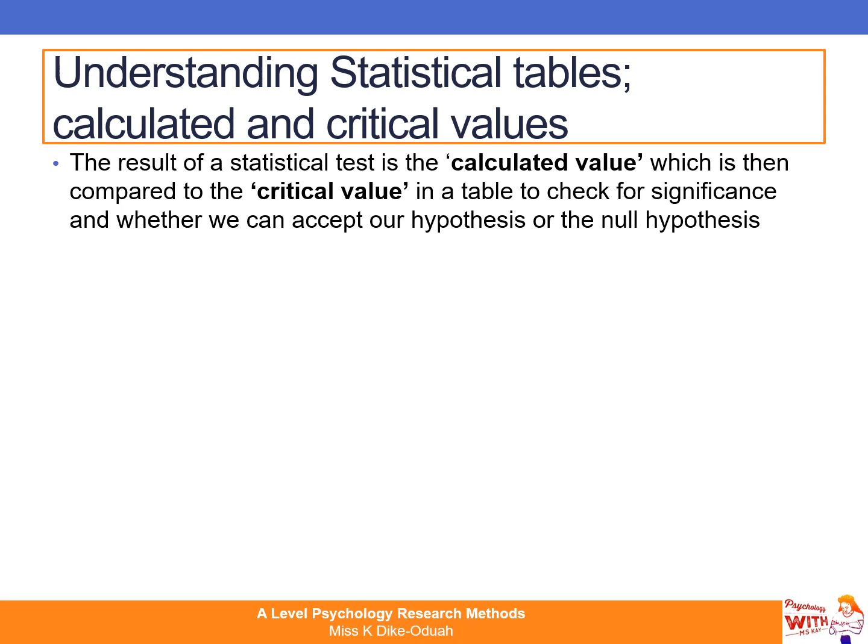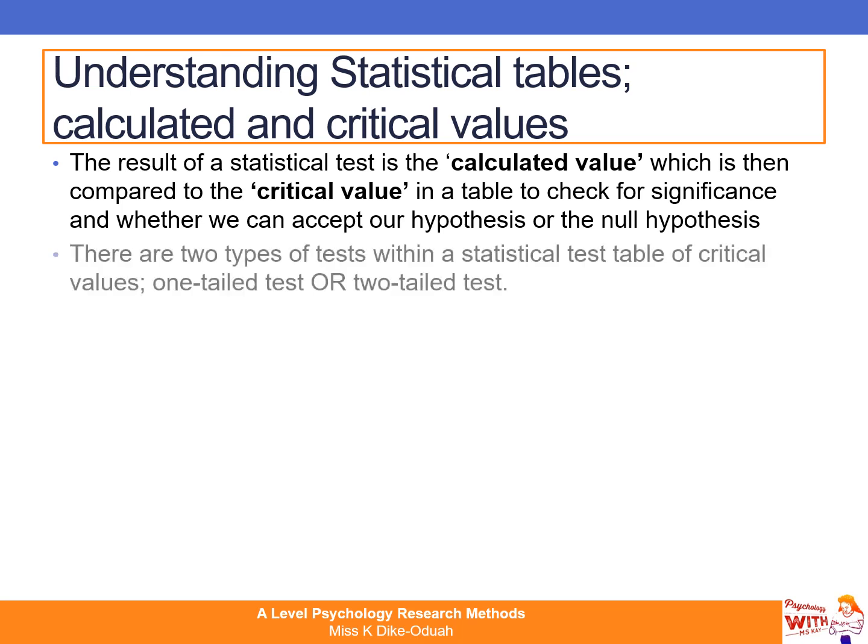So every single statistical test will produce a calculated value, and this calculated value is compared to the critical value, which is found in a table to check for significance and whether or not we can accept our hypothesis or the null hypothesis. Every single test that we look at, you don't need to calculate the calculated value, you don't need to work it out, it's always going to be given to you, but you do need to understand it in relation to the critical value.